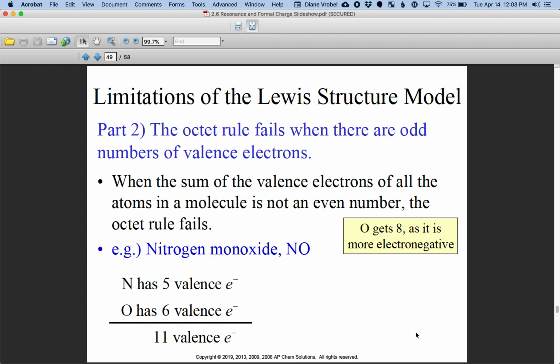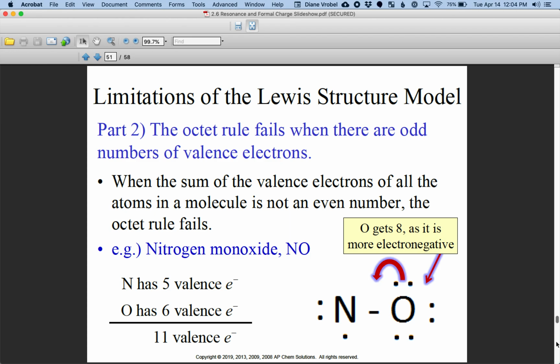Okay, so if you have an odd number of valence electrons, when you add up all the electrons that are given for that molecule, that is where it's hard to have a Lewis structure. So the best example is nitrogen monoxide, so NO. So you have 11 valence electrons, and as a result, you would argue that oxygen, because it's more electronegative, should see more of the electrons. Okay, and notice you have this one unpaired electron, which is a problem because a lot of stable molecules don't want to have an unpaired electron.